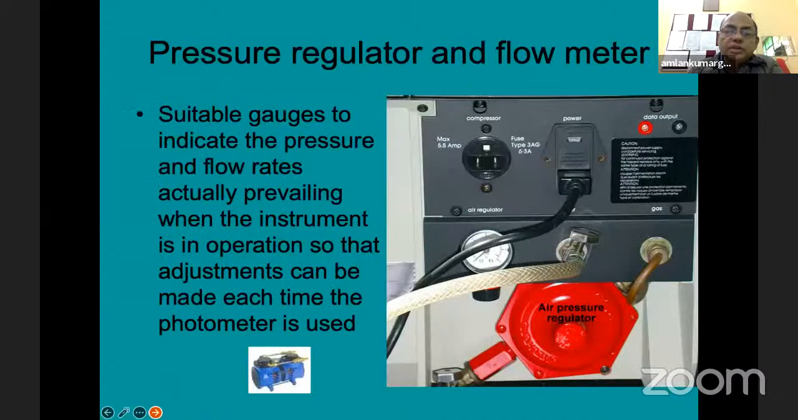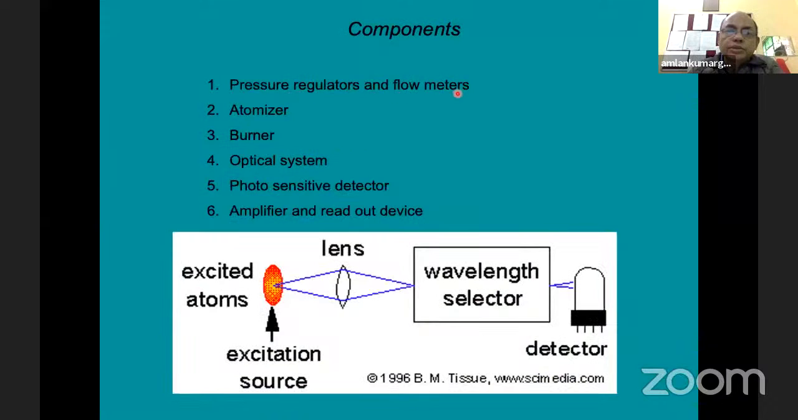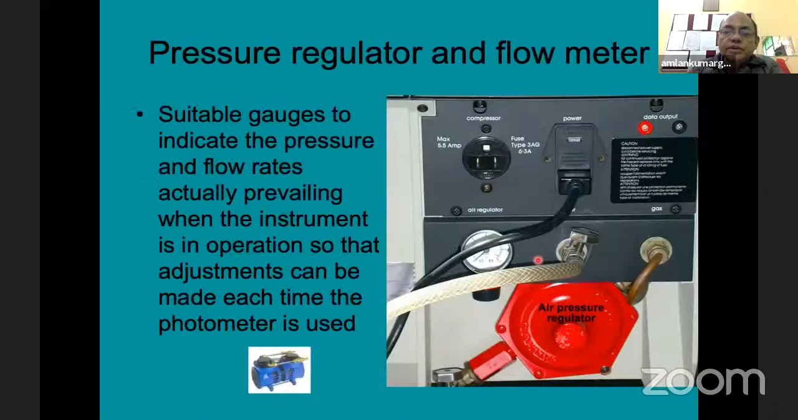Now, the first thing that you have is the pressure regulator and flow meter. Then the atomizer. The most important part is the atomizer, as I will tell you. First is the pressure regulator and flow meter. You will normally find this outside the instrument or at the back part of the instrument. So you have suitable gauges inserted into that instrument so that you can see the meter over here.